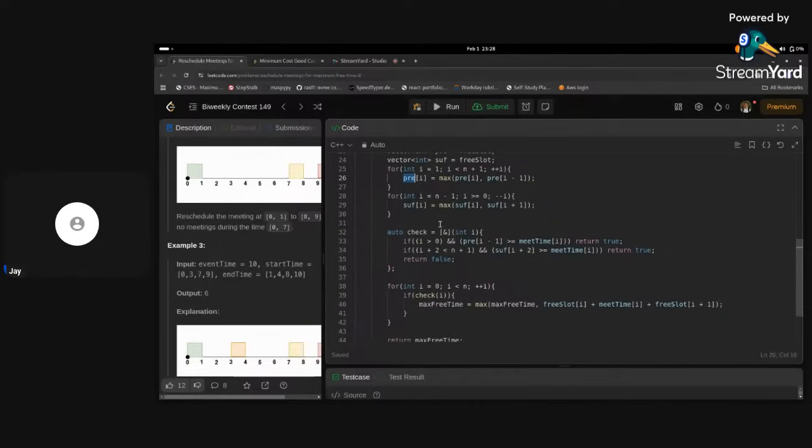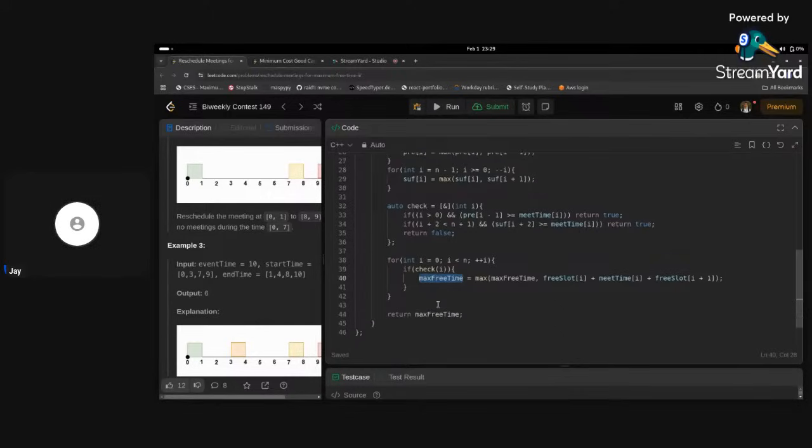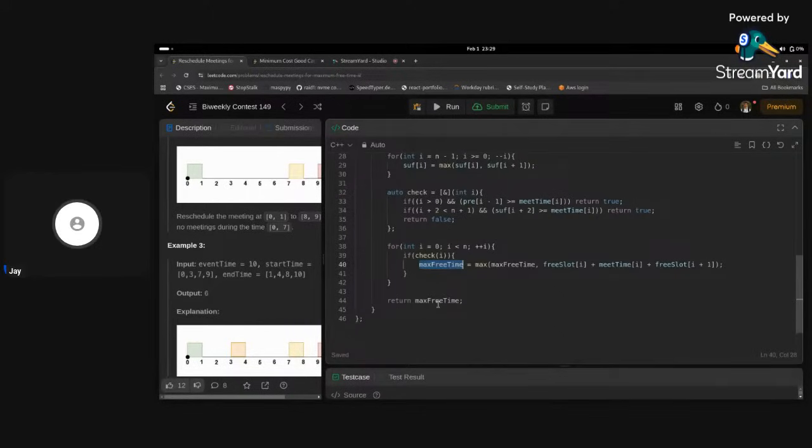Then we iterate over all the meetings 0 to n and try to see, can I take out the ith meeting and move it somewhere else, such that wherever the meeting occurred becomes a free slot and merges with the adjacent free slots. This is the check function. We can do that if there's some free slot previous to I minus 1 which has a size of at least this meet time. In that case, you can just move your meeting back.